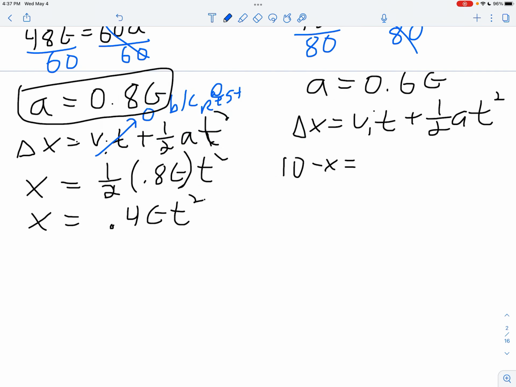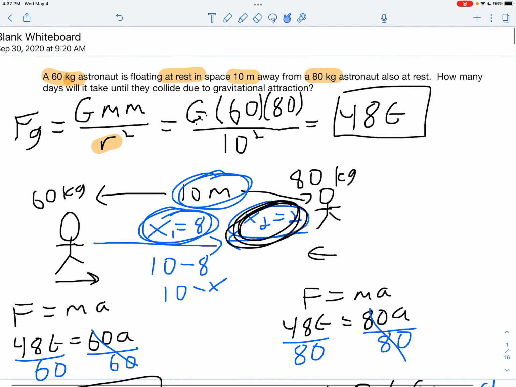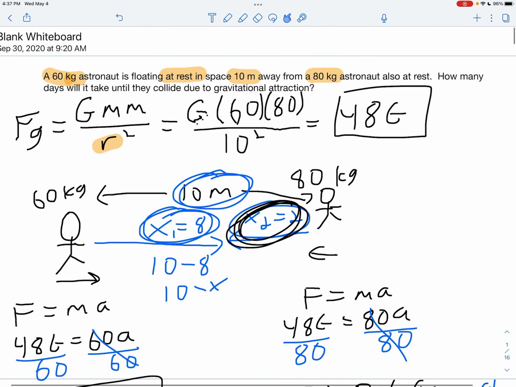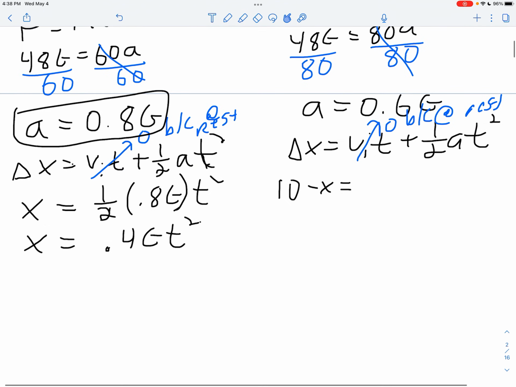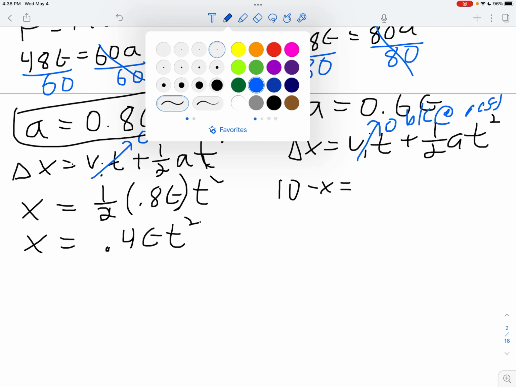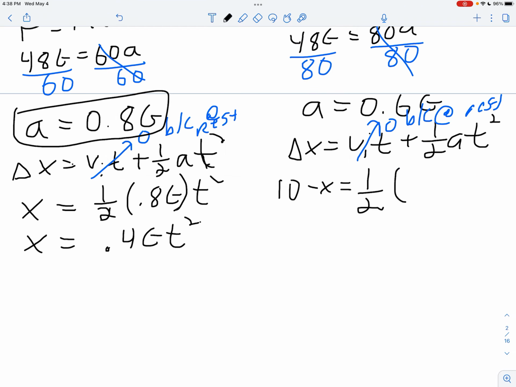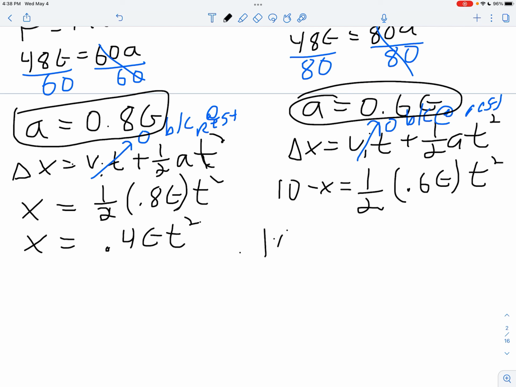Now we need VI. VI is 0 again because it's at rest. And I can show you that right here. At rest. And so I have 1 half A. A is 0.6 G, T squared. So then I get 10, once again, if my iPad will let me write it.